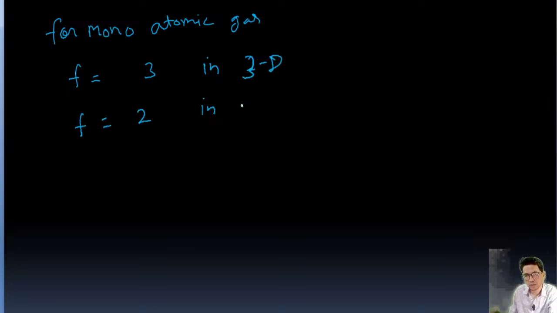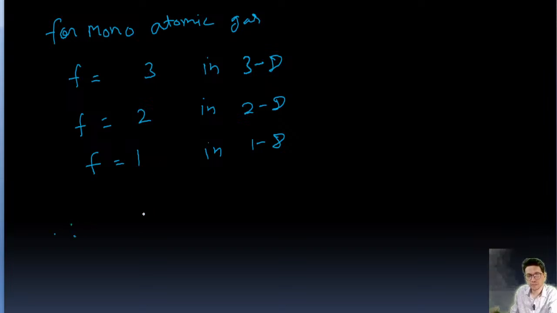For monoatomic gas, F equal to degree of freedom equal to 3 in 3D. Okay, in 3D, and F equal to 2 in 2D. Okay, and F equal to 1 in 1D. Okay, this you need to know. So for 2D it is 2, right?